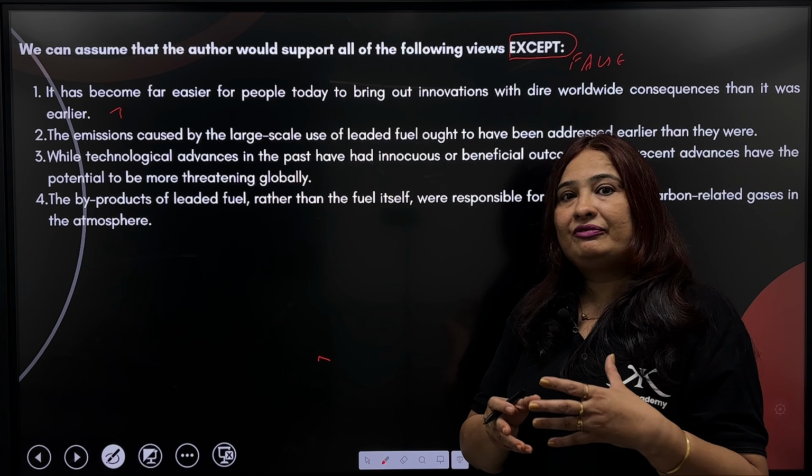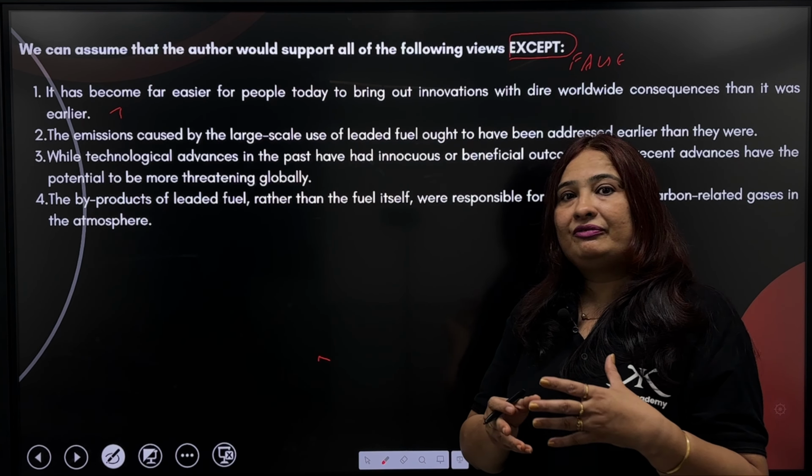So if I talk about the second part, it is something the author is going to support. But if I talk about the first part, obviously the author is not going to support this thing. The reason is these advances have already taken place in the past. तो हमने यहाँ पर देखा था in the passage that there had been so many technological advancements, inventions, जहाँ पर positive भी outcomes थे उसके और negative भी थे. Example was climate change. So how can you say that in the past they have had only the innocuous or beneficial outcomes? No, they also had the negative outcomes.